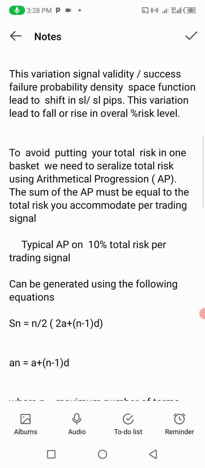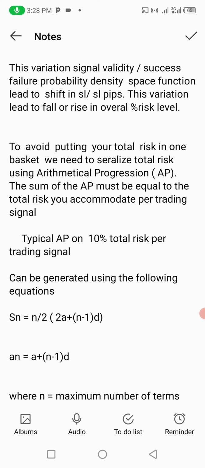The signal validity, or the success failure probability density space function of a signal, leads to a shift in stop loss or SL pips. In other words, practically or manually, you are going to be moving your stop losses. You can move it in an increasing manner whereby the stop loss pip increases, or you can move it in a decreasing manner whereby the stop loss pip reduces.